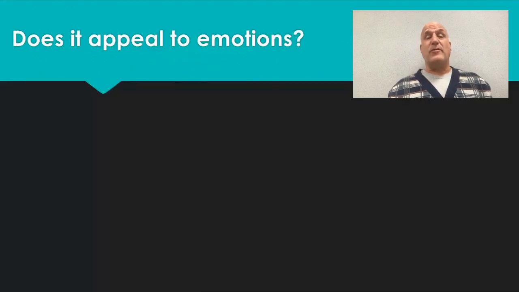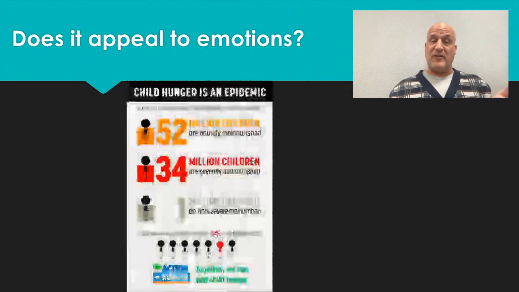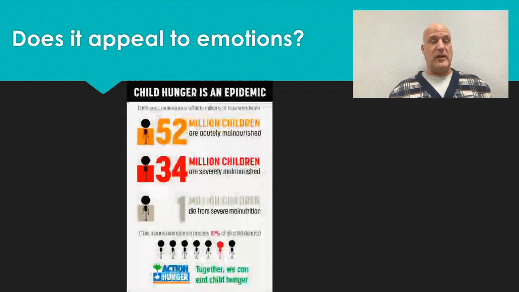Does it appeal to the emotions? Sometimes visuals can be manipulative, and sometimes that's what you want them to be. You want to try to convince someone of something by using a visual. So if I'm trying to convince people that there are children that are starving in Africa and we need to help those children, I could certainly show them statistics like you see here, that 52 million children are acutely malnourished and 1 million children die from severe malnutrition.